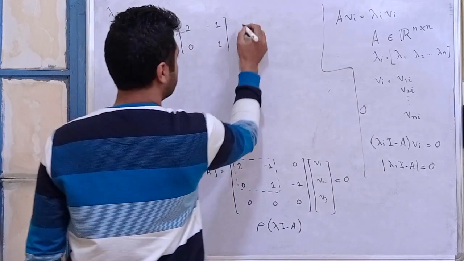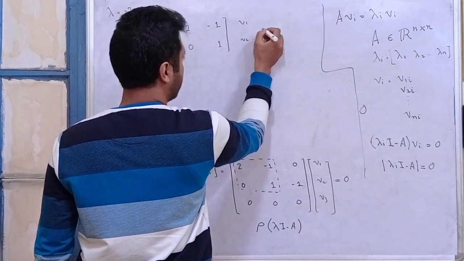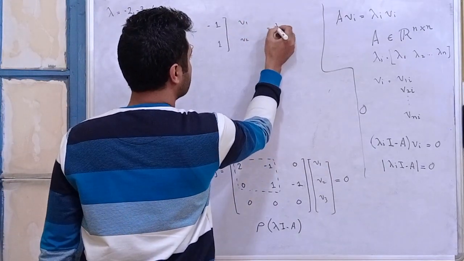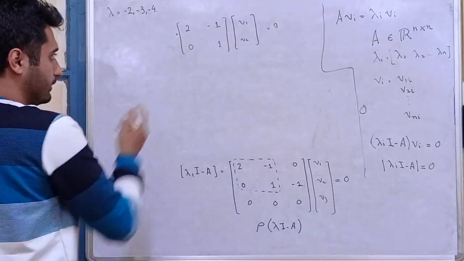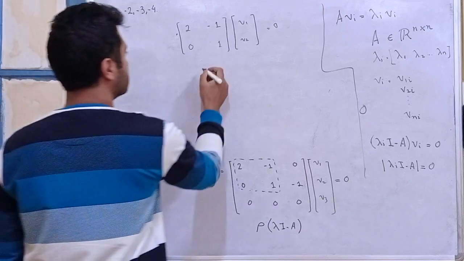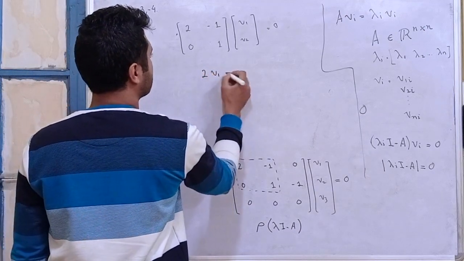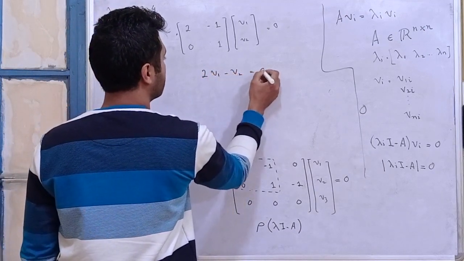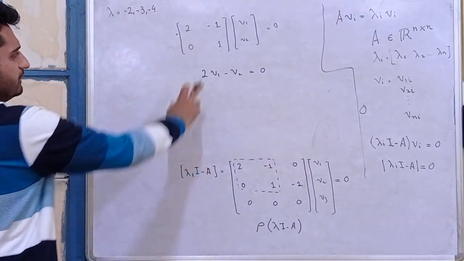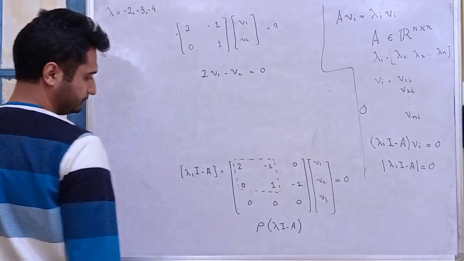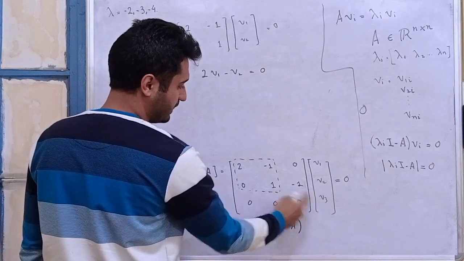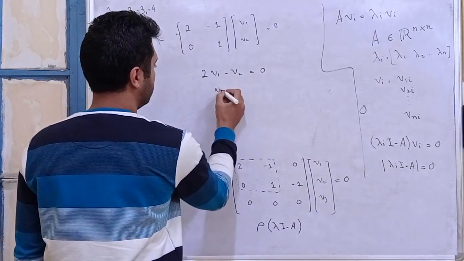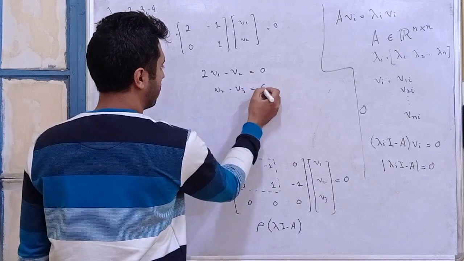Then you can have v1, v2 equal to 0. Then you can add a system of equations for this: 2v1 minus v2 is equal to 0. V2 is correct. This will give no information. If you take this second equation, this will give you v2 minus v3 equal to 0.